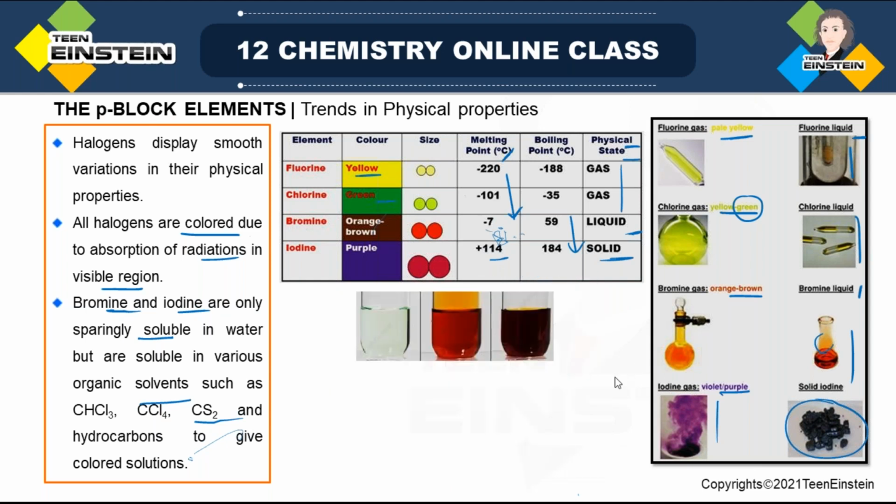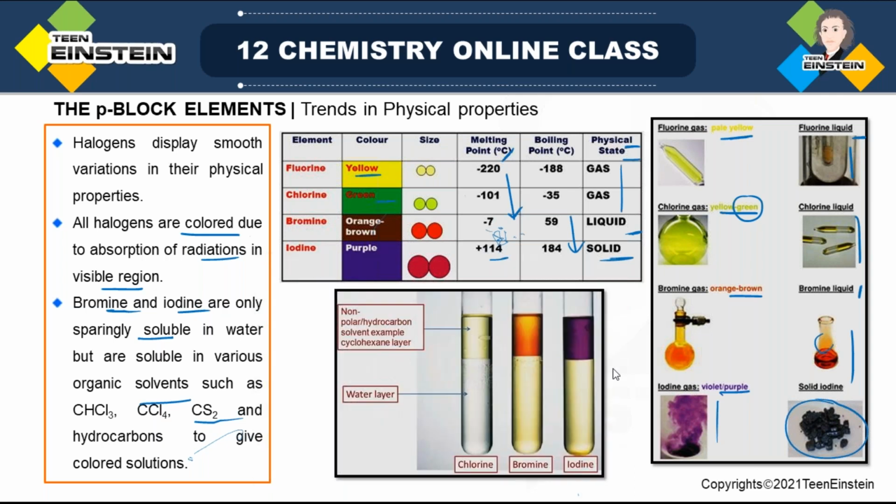The previous picture that you have seen is only water. But in the picture that you are seeing now, we have added cyclohexane, a non-polar solvent, or any other hydrocarbon solvent. In this case, we have added cyclohexane. So now both cyclohexane, the non-polar solvent, as well as the polar solvent, water, are present. Now the water layer is this. This part is the water layer, that is, the lower level is water.